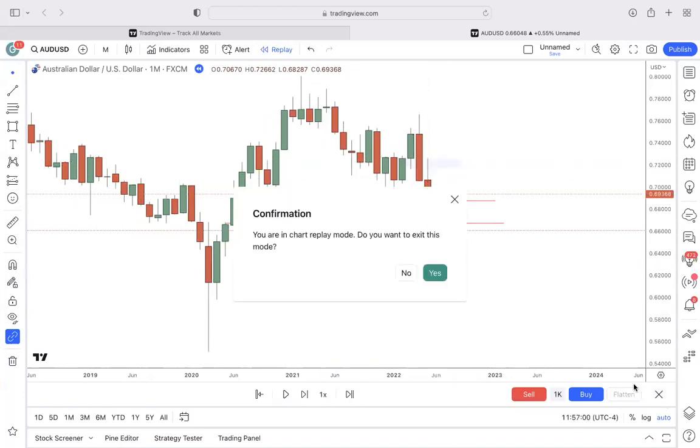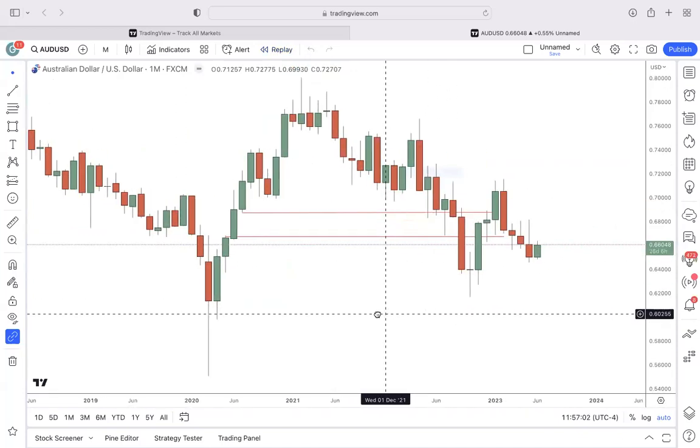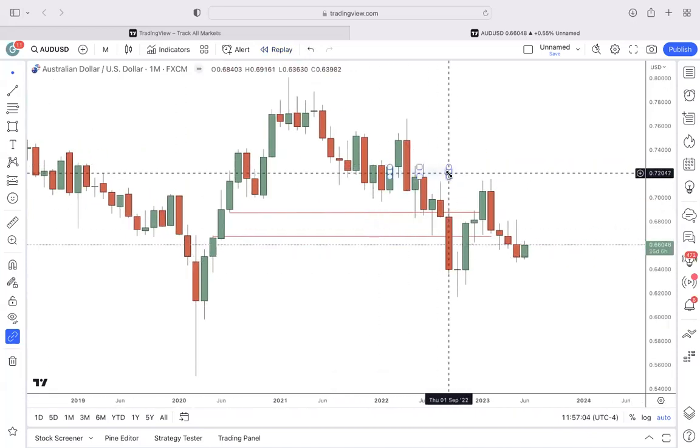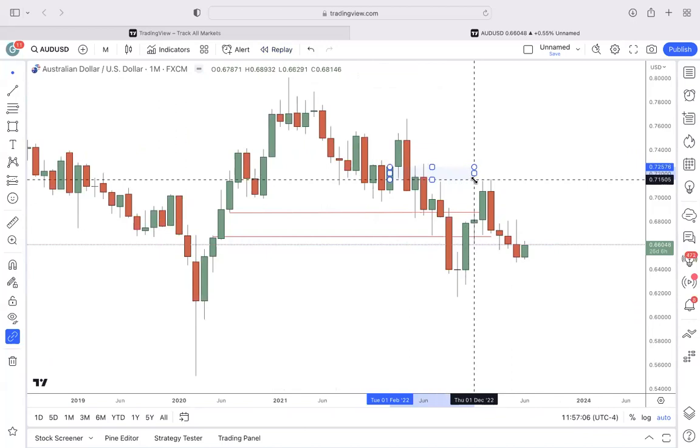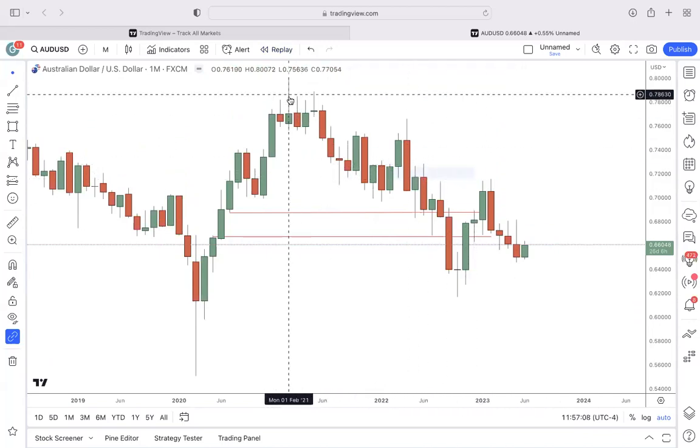So what I'm going to do is we're going to go to real time. Here's that zone right here. Okay, guys. So remember what this blue zone is.